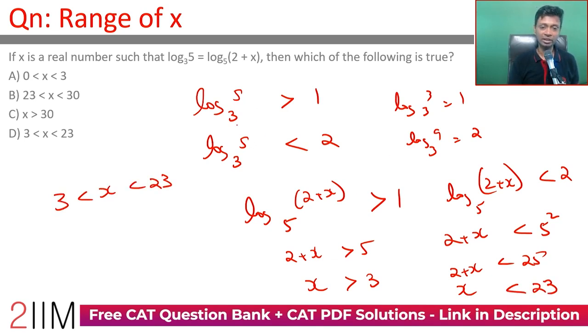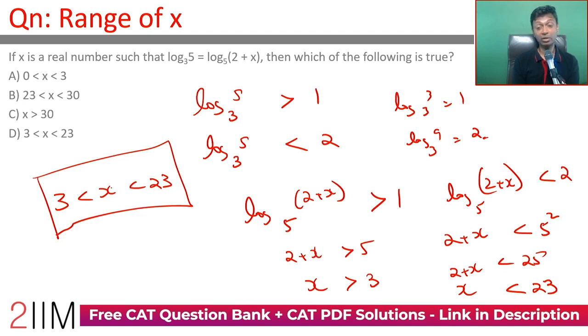Log 5 to the base 3 is much more than 1, so probably x is not just greater than 3, x is probably greater than 5 or 6. And log 5 to the base 3 is much less than 2, so x is probably less than 20 even. X might lie in a narrower range, between 5 and 20 or 6, and we can find the precise value of x. But this is one range as a starting point. If this range satisfies only one of the answer choices, we are through. If that's not the case, then we'll have to revisit this.